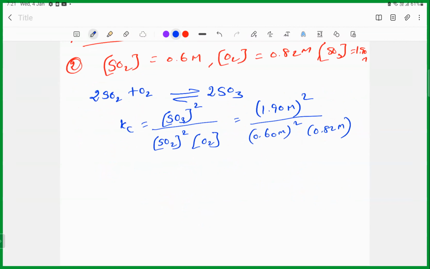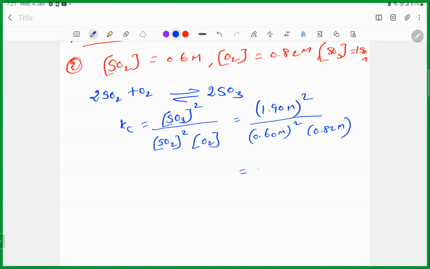Sir, how is oxygen balanced in this equation, sir? Yes, it was balanced. 2 2s are 4, 4 plus 2 is 6 oxygen, and 2 3s are 6. Okay, sir. So now you tell me what is the value to find out.